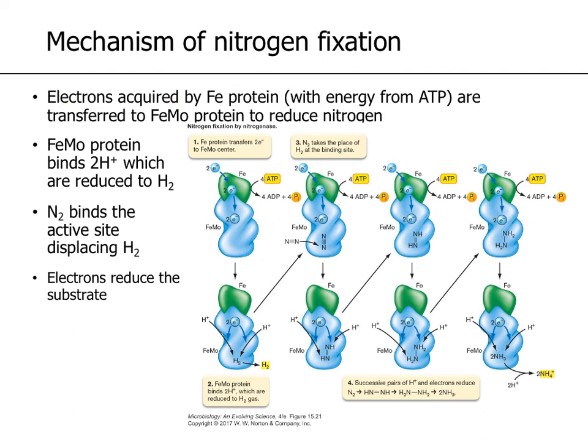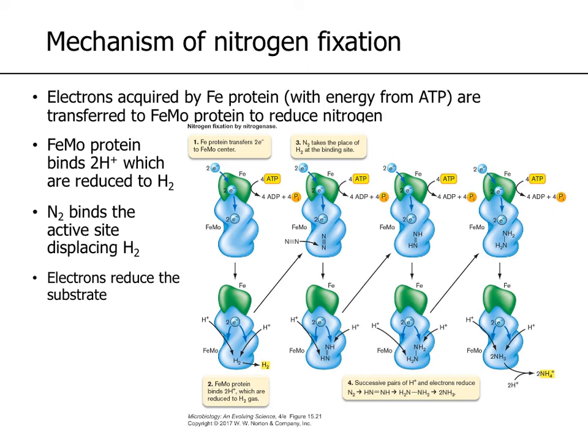And so the electrons are acquired by the Fe protein, so this requires energy from ATP, and then they're transferred to the Fe-Mo protein to reduce nitrogen. So they're acquired here and then transferred here to this Fe-Mo protein. So the Fe-Mo protein binds H+, so binds those here, which are reduced to hydrogen gas. So at this point here, the nitrogen gas can bind to this active site and it displaces this gas. So the N2 is coming in here, which is displacing the hydrogen gas there.